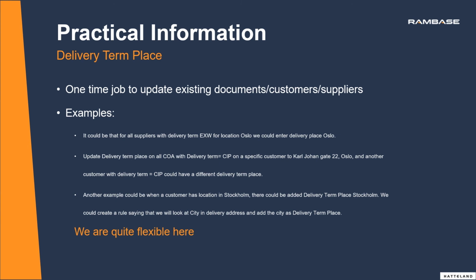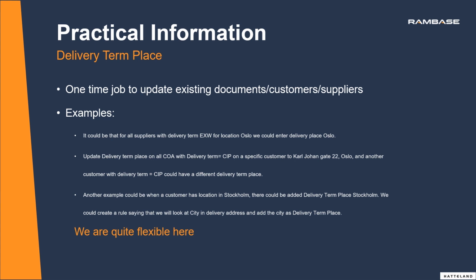One example could be that for all suppliers with delivery term Xworks for a location in Oslo, we could enter delivery term place to Oslo. We can also update the delivery term place on all the sales orders with the delivery term equal to CIP for a specific customer to Karl Johan Gate 22 in Oslo. And for another customer, we can do something else.